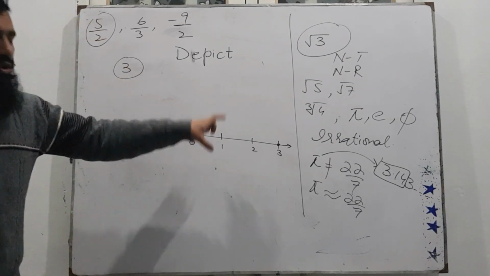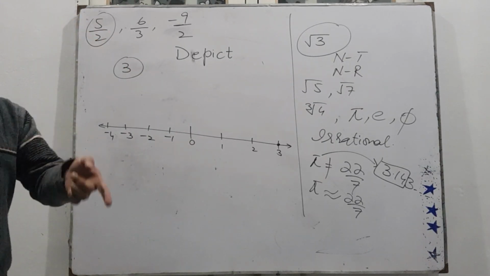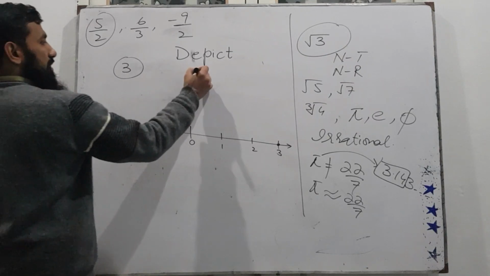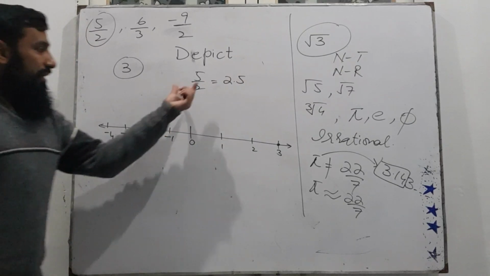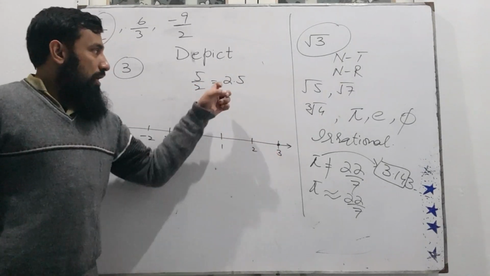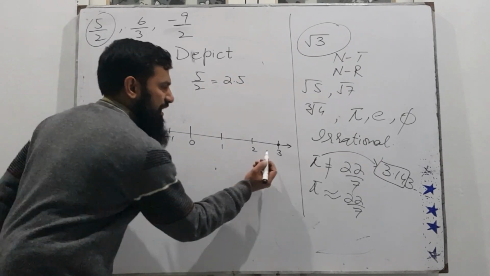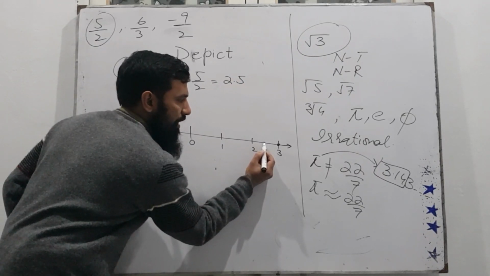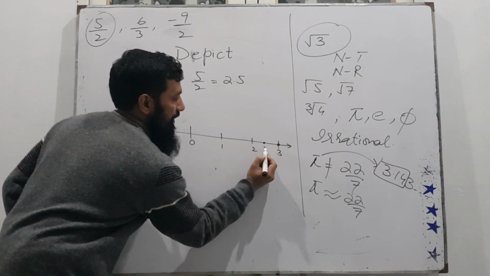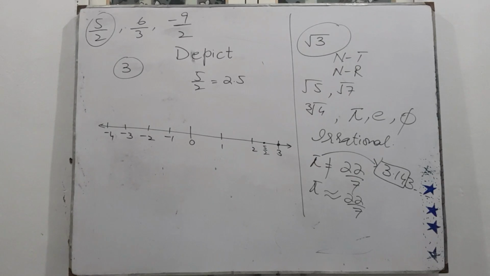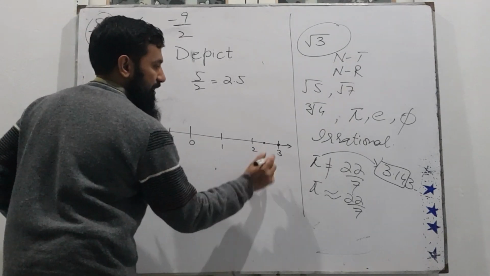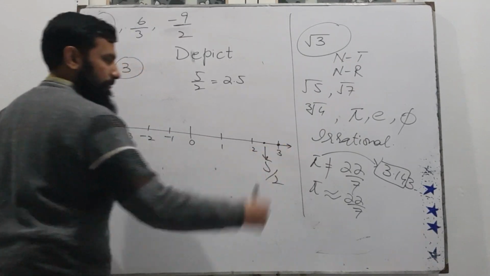I cannot represent that number directly onto the number line. So first I have to convert that number into decimal form. So I will divide this number first and it will give us 2.5. It means the number is in between 3 and 2, exactly in between them. This number is actually 5 by 2. You can clearly see that the half of 3 and 2 is actually 2.5. So this number is representing 5 by 2.